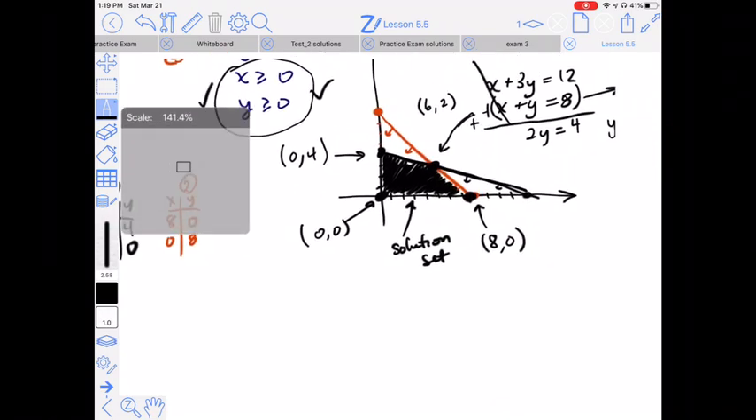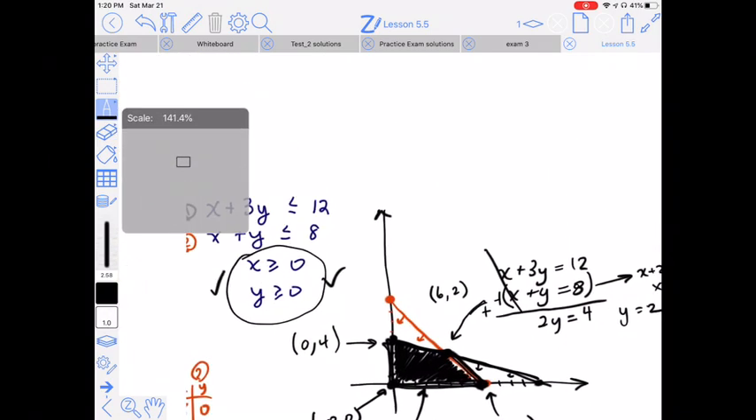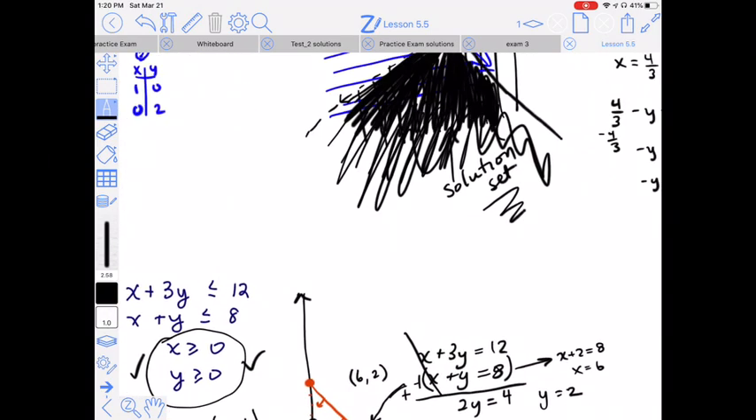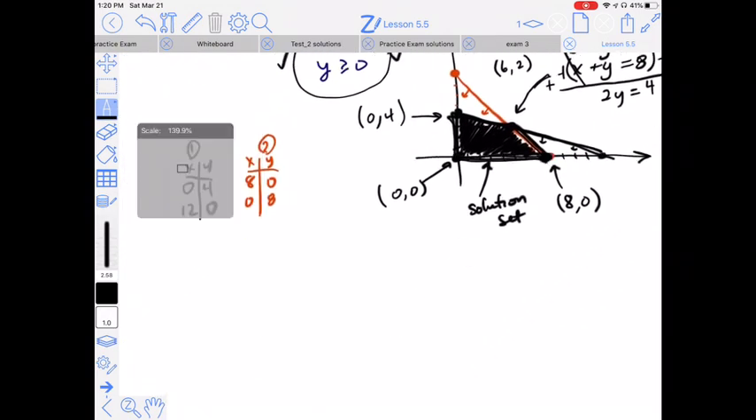Now, one more thing. This would be an example of what's called a bounded solution set. The solution set is bounded by those vertices. It's not going to get any bigger. So that's bounded, whereas the last example, where was it? This would be called unbounded. All right.